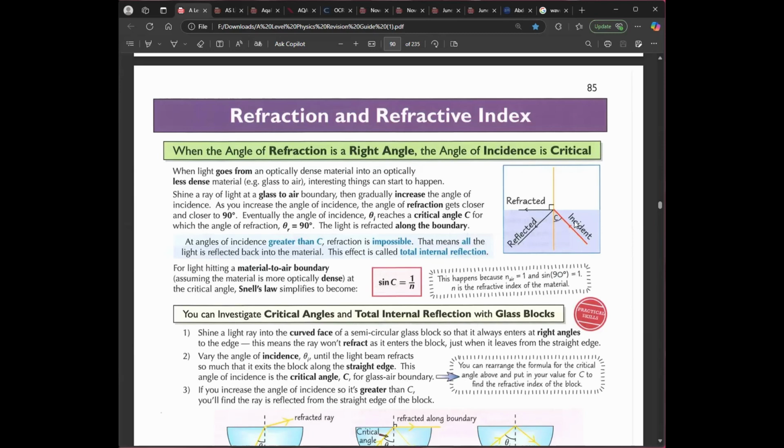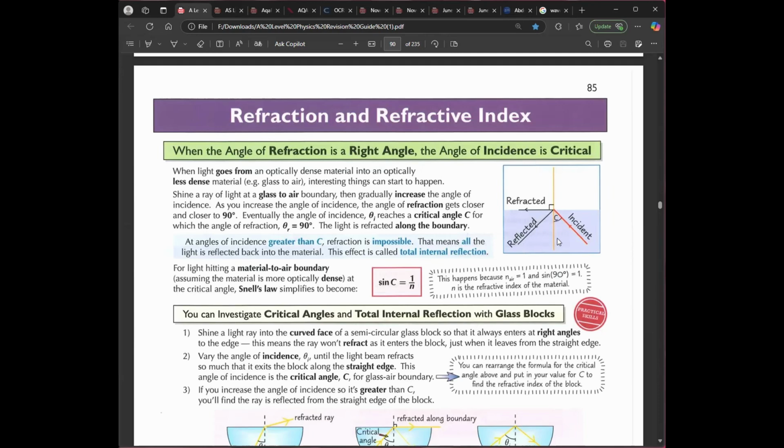You keep on increasing the angle of incidence, and there comes a point where no light makes its way through the boundary and it just gets refracted along the boundary. This angle is called the critical angle. If you go beyond the critical angle in this case, no light would be able to travel into the air, and all of it will be reflected back.